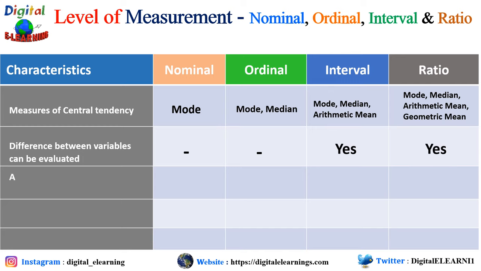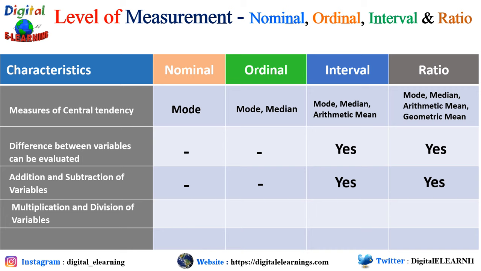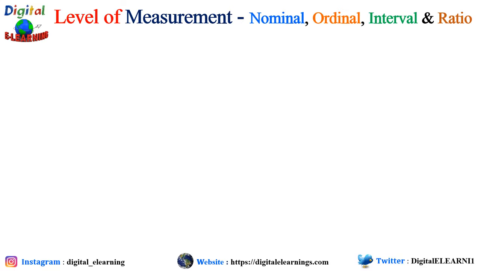In ratio, yes. Addition and subtraction of variables is not possible in nominal and ordinal. In interval and ratio, it is possible. Multiplication and division of variables are not possible in nominal and ordinal. In interval and ratio, it is possible. Last is the absolute zero, which is not possible in nominal, ordinal, and interval, but it's possible only in the ratio. So I think we have covered what is nominal, ordinal, interval, and ratio.